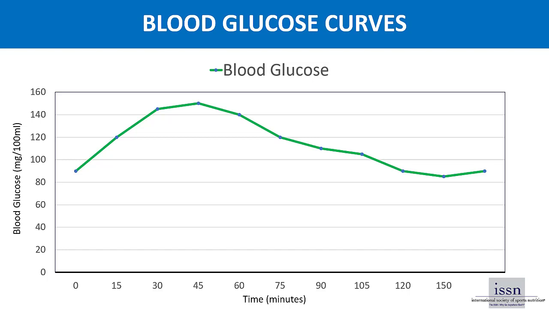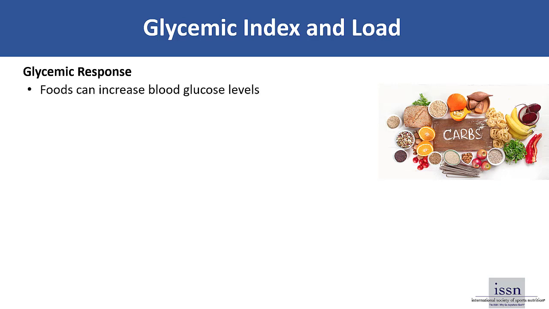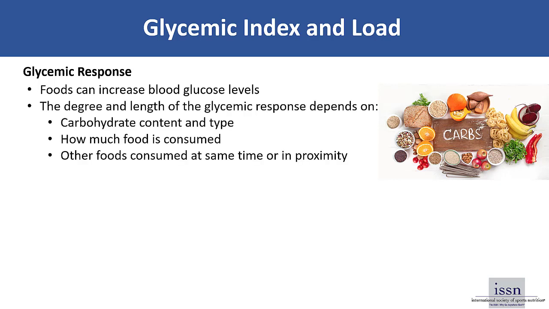This is the actions of insulin driving glucose into skeletal muscle, driving storage in the liver, as well as driving some glucose into adipose tissue or fat tissue. The effect a food has on blood glucose levels is referred to as the glycemic response. Foods can vary in how high they increase blood glucose levels or whether or not they do it at all.